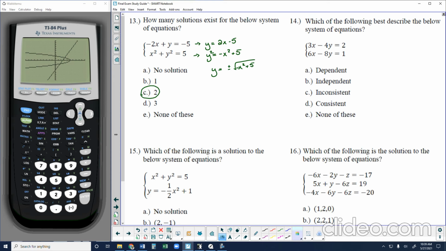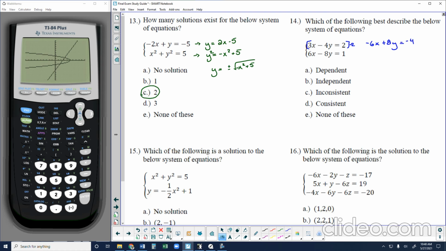Problem 14 says, which of the following best describes the below system of equations? We could do this both algebraically or graphically. I'm going to do it algebraically because it's a little bit quicker. If I take the first equation and multiply it by, let's make it multiply by -2, this would give me a negative 6x plus 8y equal to -4.